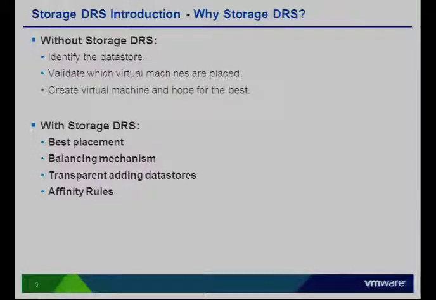Just a short notice. So what is it if you don't have storage DRS in place? What is the typical task looking like when you place a VM in your environment? Normally, you go into vCenter, search for a data store, open the data store, look how many VMs are on this data store, maybe 20. Then you go to the next data store, open the data store, maybe there are only 5 on the data store. So you think that's a perfect match, I can place my VM there.